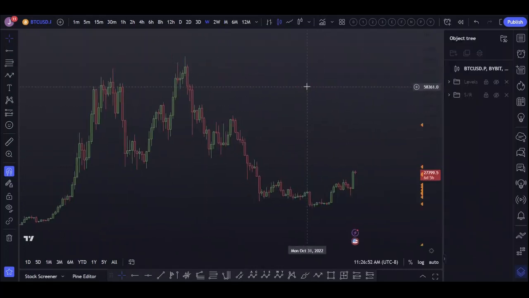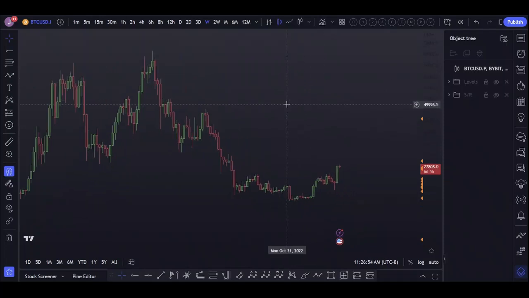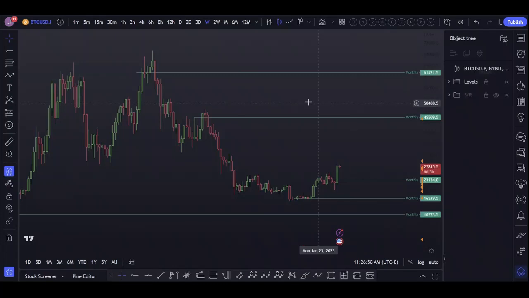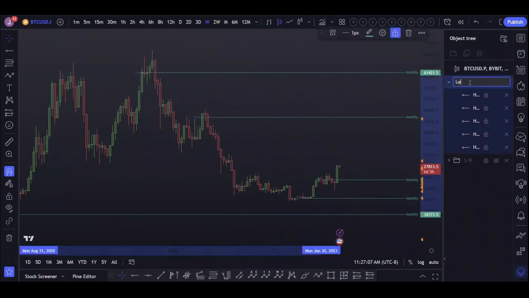Okay, now we are on the weekly time frame, and we're just going to repeat the same exact process. What I've done is I've taken all the monthly levels and I've put them in a folder. You can see that we still have our monthly levels charted out. I placed them in a folder just here, and I label that folder levels, and I hit enter and I save it.